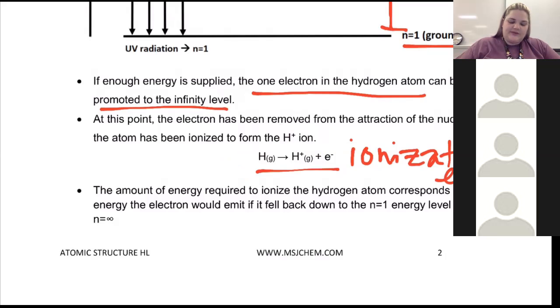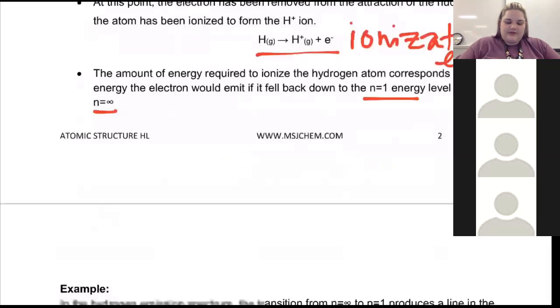So that's what this last bullet says. The amount of energy required corresponds to the energy that the electron would emit if it fell all the way back down to the n equals 1 energy level from n equals infinity. So that difference would be the amount of energy that's required to ionize the hydrogen atom and turn it into that positive ion. And so we can calculate that.